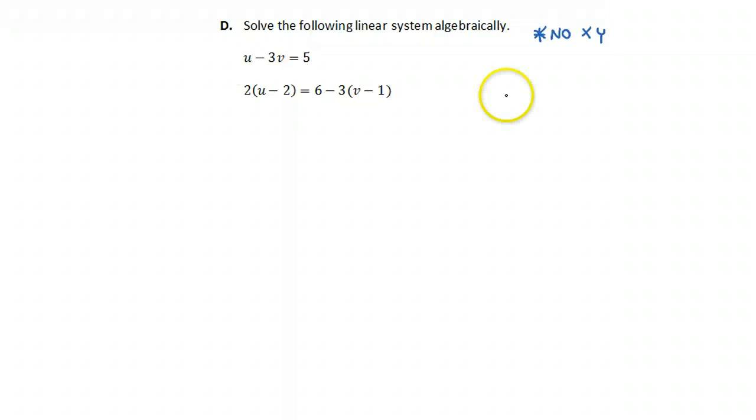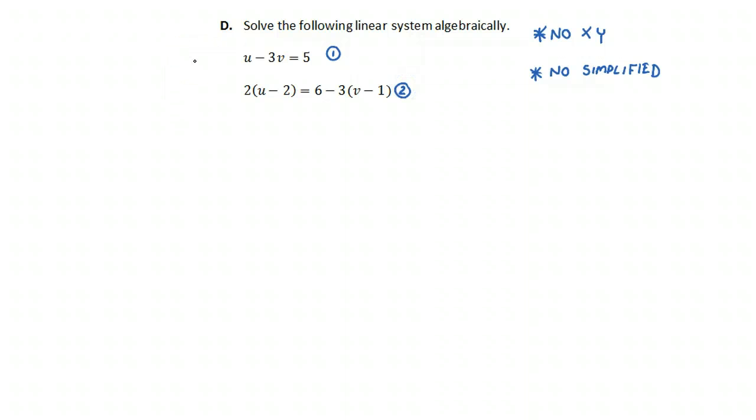The second thing that often causes students pause is the fact that the second equation is not in a nice simplified form. And again, it's not a problem. We just have to take an extra step here and simplify this. So let's call this equation 1 and let's call this equation 2.